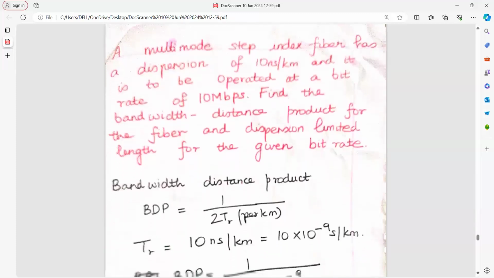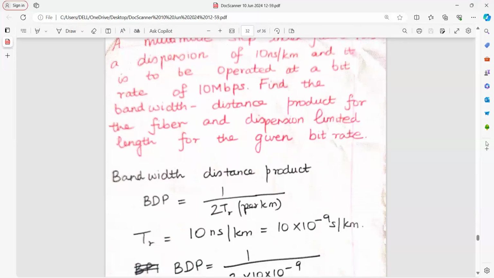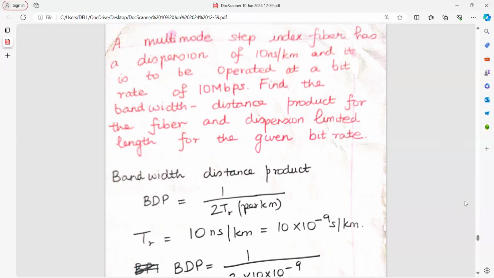Same process will be followed if multi-mode step index fiber has a dispersion of 10 nanoseconds per kilometer and it is to be operated at a bit rate of 100 megabits per second. Find the bandwidth.